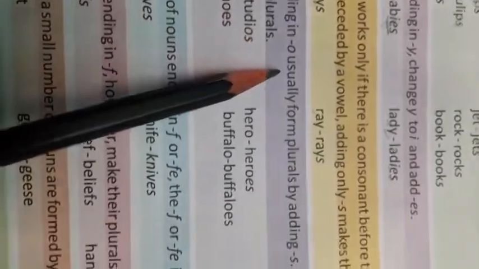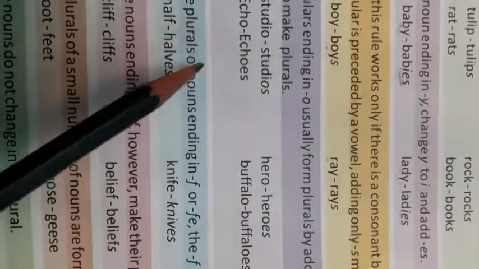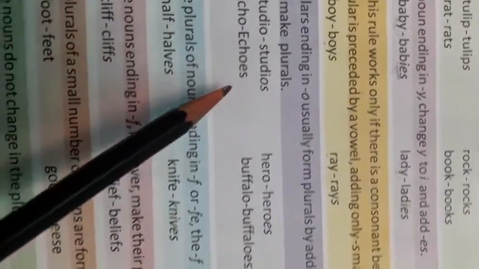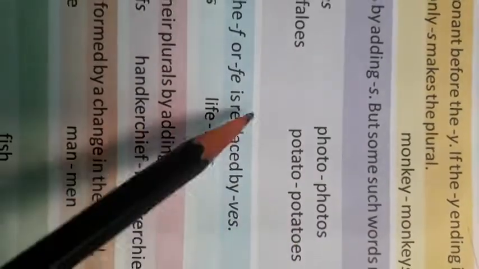Singulars ending in O usually form plurals by adding S, but some such words need ES to make the plurals. For words ending with O, generally we use S, but sometimes we also use ES. You can see here: photo, photos; potato, potatoes; buffalo, buffaloes.